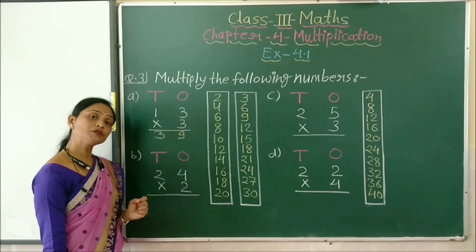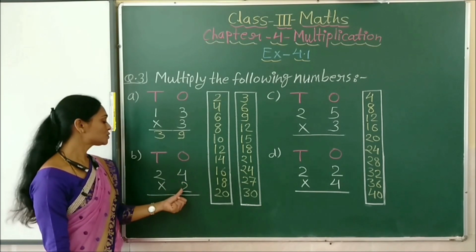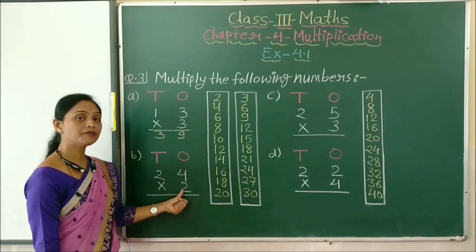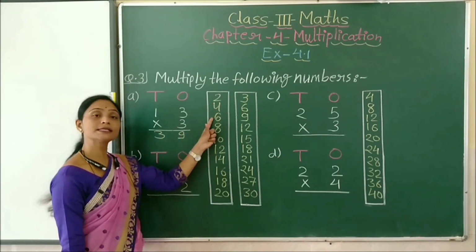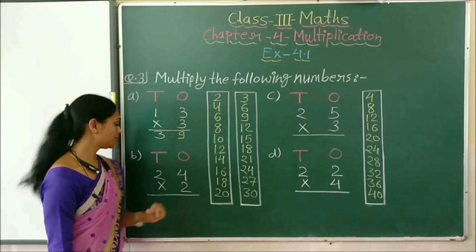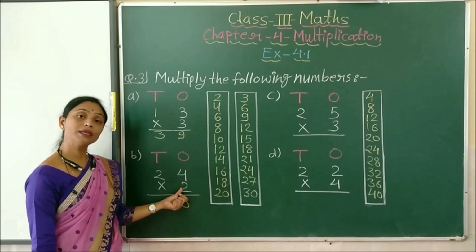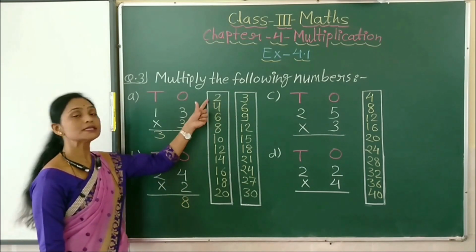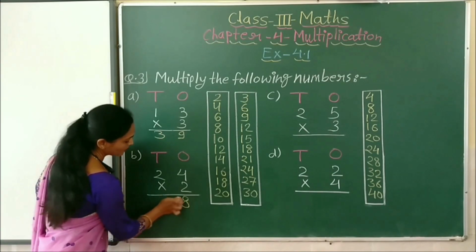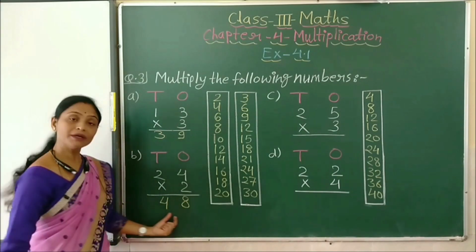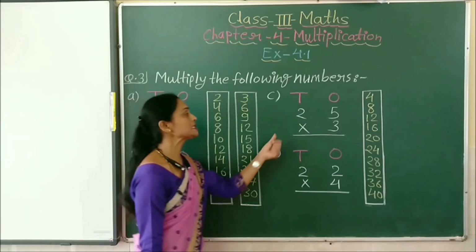remember the table of 2. So now this 2 we will multiply with 4. So 2's table how many times we will read? We will read it 4 times. 2 ones are 2, 2 twos are 4, 2 threes are 6 and 2 fours are 8. So here we got 8. Now 2's table how many times? 2 times. 2 ones are 2 and 2 twos are 4. So here we will write 4. Yes. So this way, which number we got? See, 4, 8, 48.